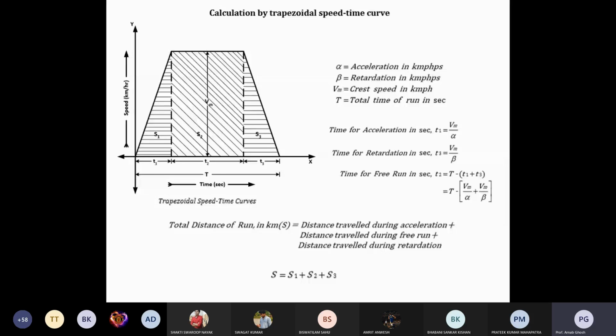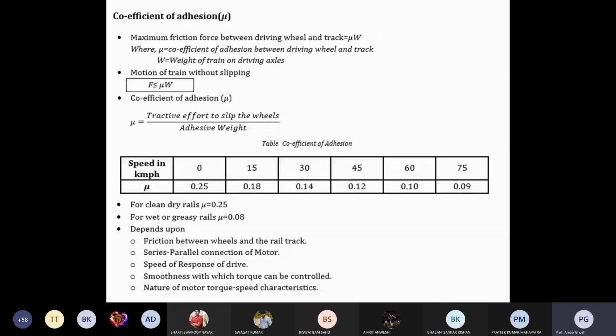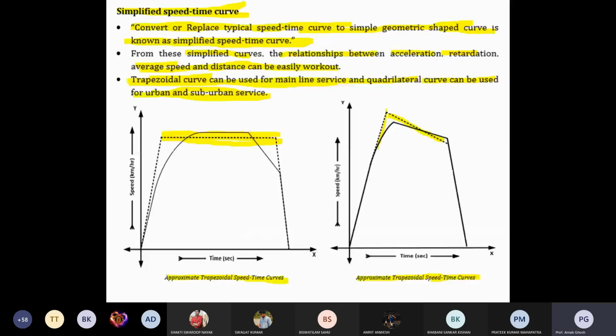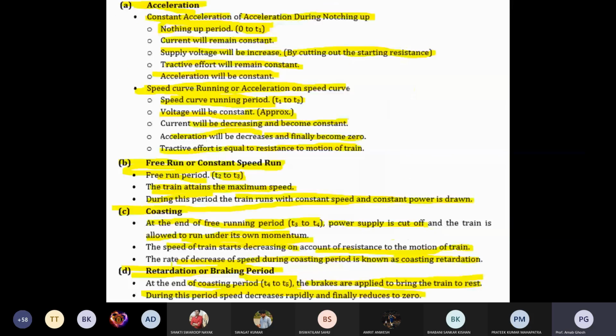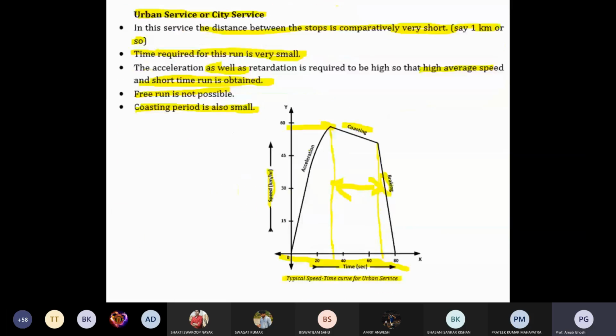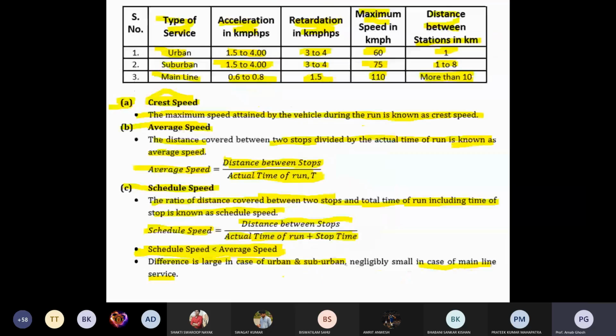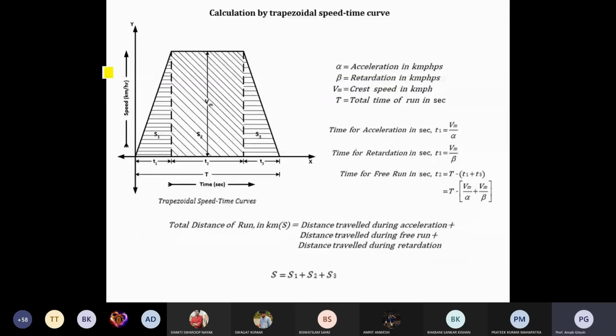Okay, so for the calculations of the speed time curve, I think today I can complete the portion for the mainline curvature I have discussed. First the mainline curvature, then suburban, then finally urban service or city service. Then we can realize the shape of the actual speed time curve as the equivalent geometrical speed time curve. Okay, so here you can calculate the trapezoidal speed time curvatures.